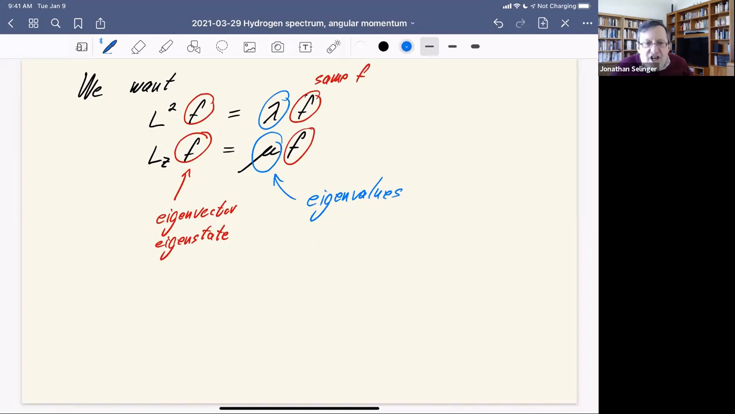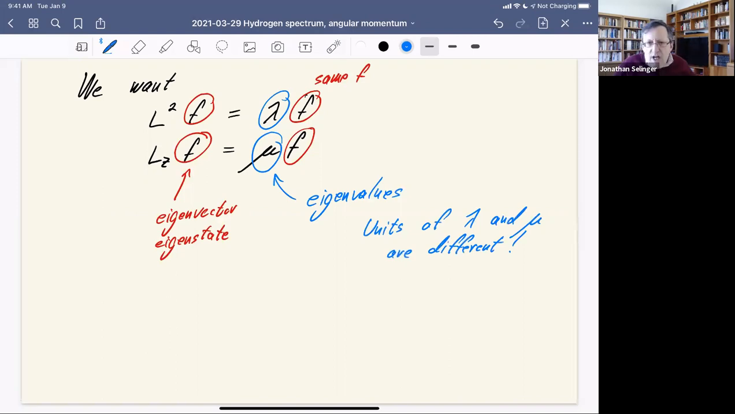And it's not the same eigenvalue. Right? We have two different operators, which even have different units from each other. And so the units of lambda and mu are different. So these are definitely not the same eigenvalue, but it works with the same eigenvector, the F.